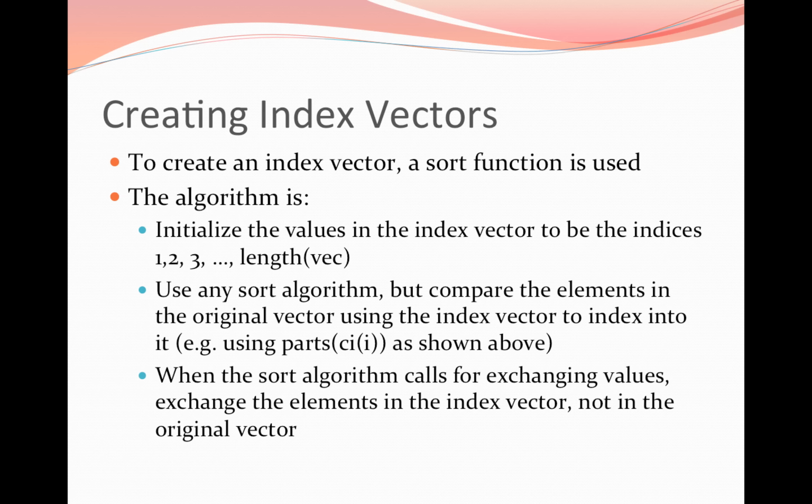to the indices, 1, 2, 3, 4, etc., up to the length of the vector. Use any sort algorithm. For example, we can use our selection sort algorithm. But when you compare the elements in the original vector, you use the index vector to index into it. So for example, using parts sub ci sub I as we did before. When the sort algorithm calls for exchanging values, instead of exchanging values in the original vector, you exchange the elements in the index vector. So again, creating index vectors is a fairly simple modification of our sort function.